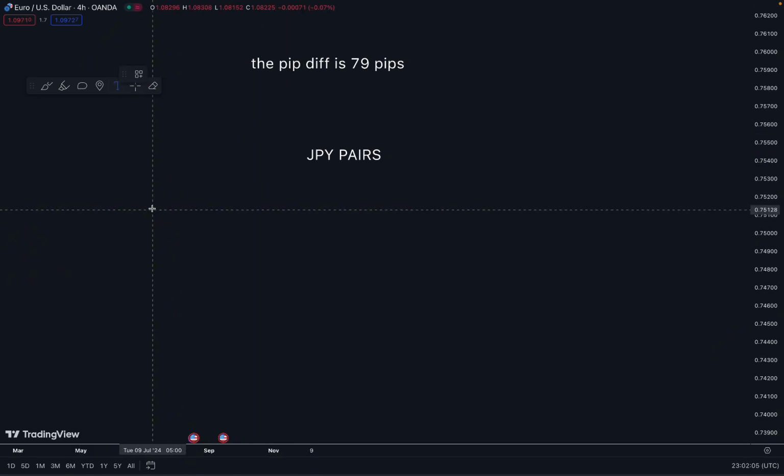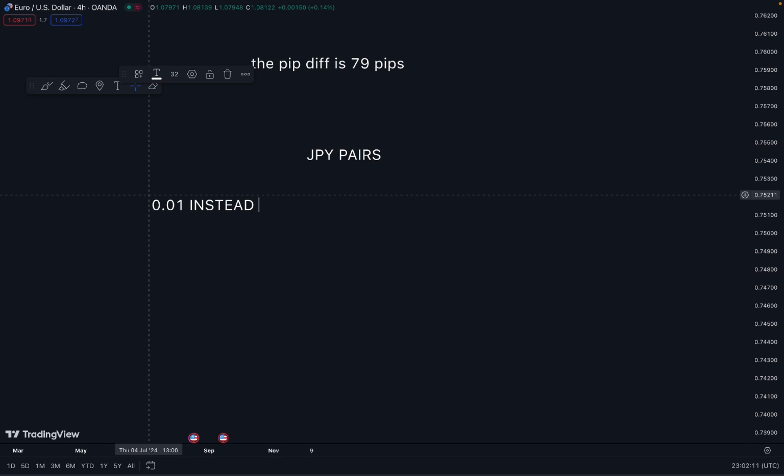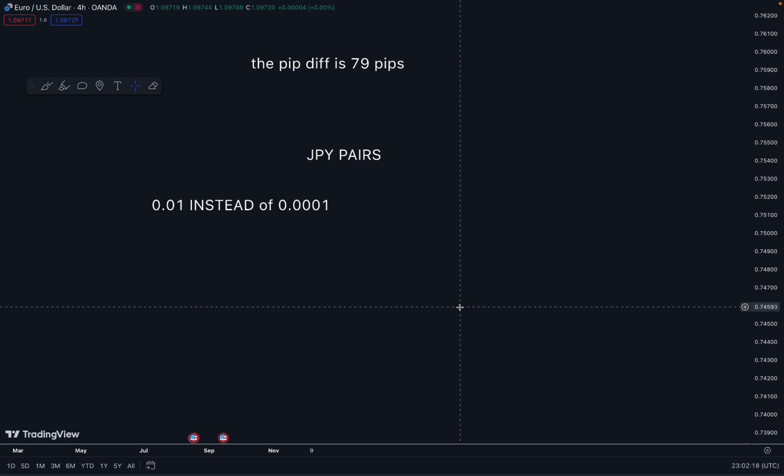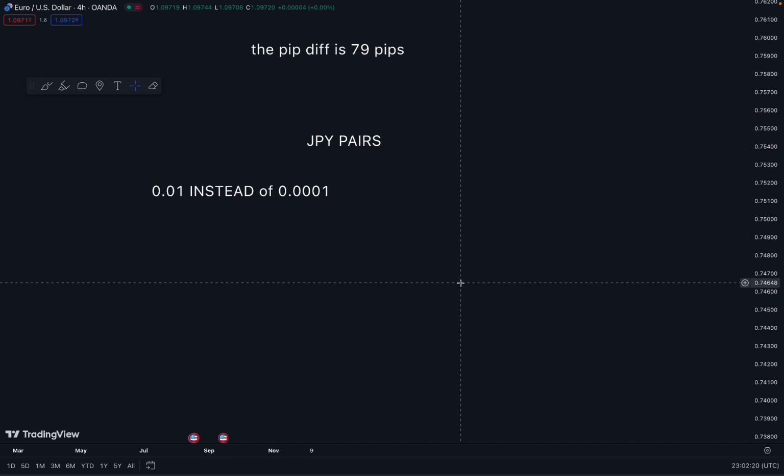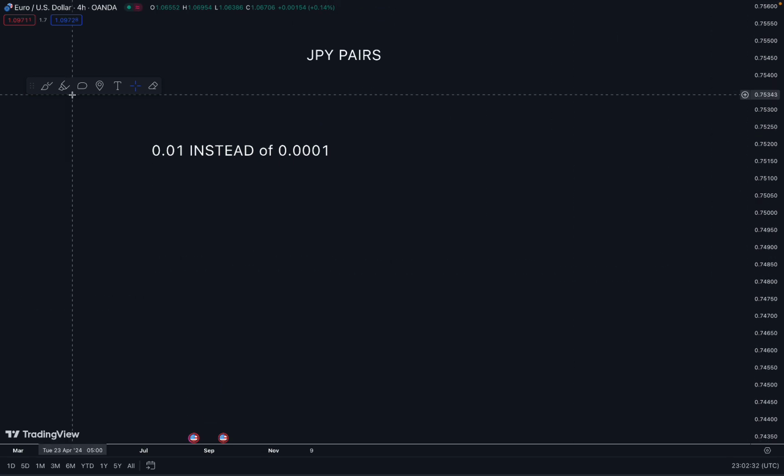The pip value is 0.01 instead of 0.001. This is because yen pairs are typically quoted to two decimal places, reflecting the relatively lower value of the yen compared to other major currencies. If you look at the other major currencies, their pip value is what?